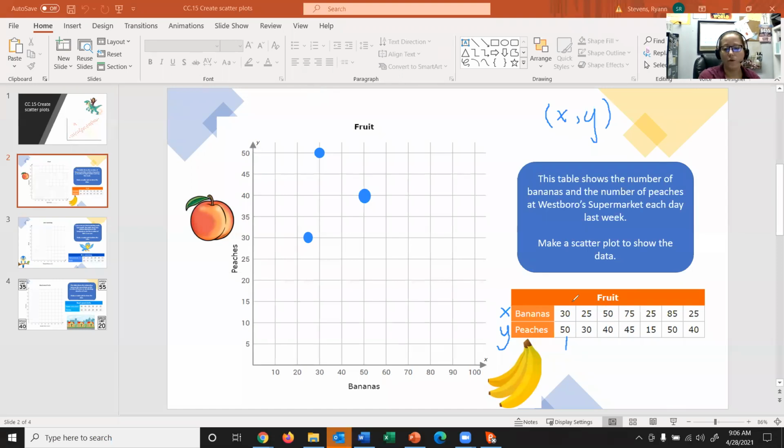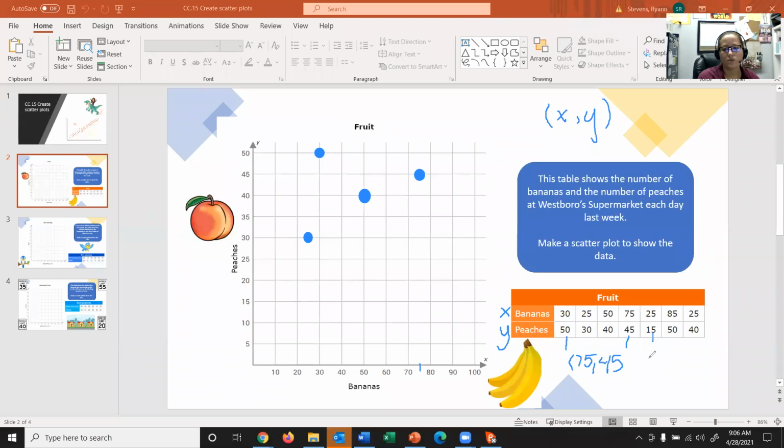So we've done 50, 40. Now we're going to do 75 and then 45. So we're going to go, in this case, between 70 and 80, so right about here. And then we are going to go up to 45 on the y-axis. Place our point right about there.